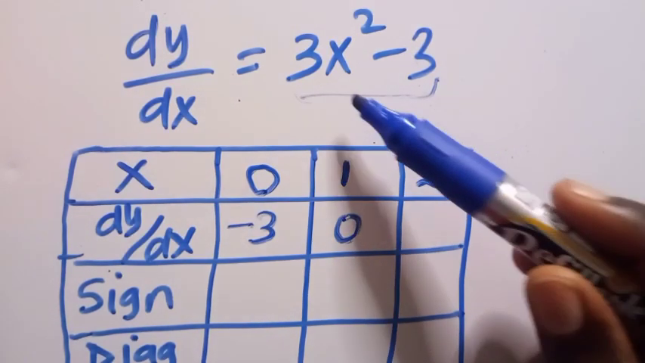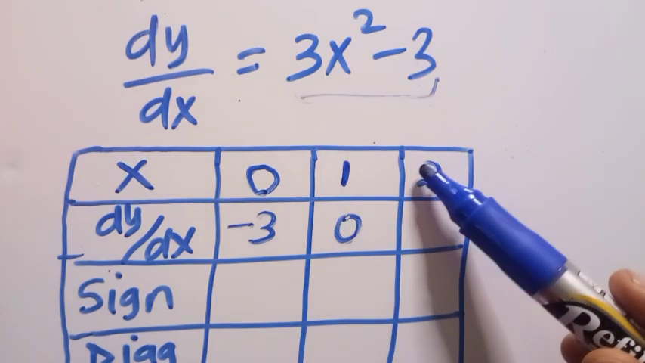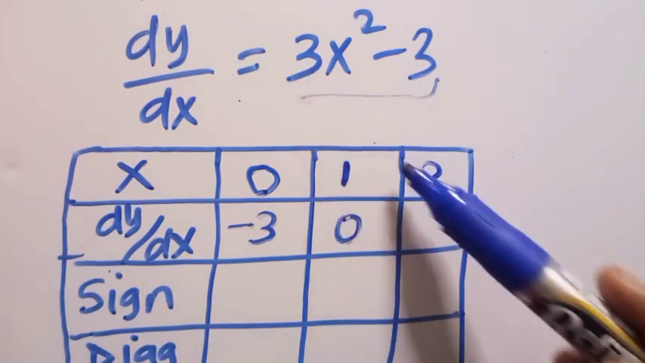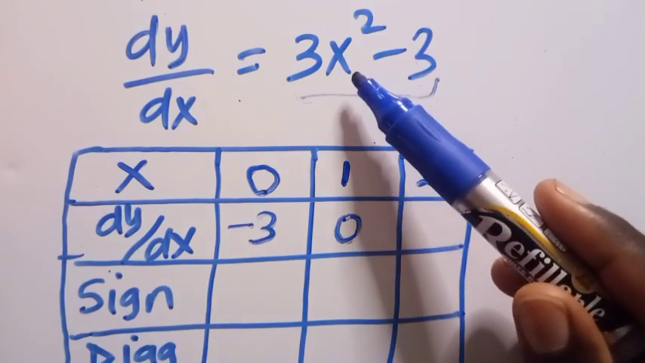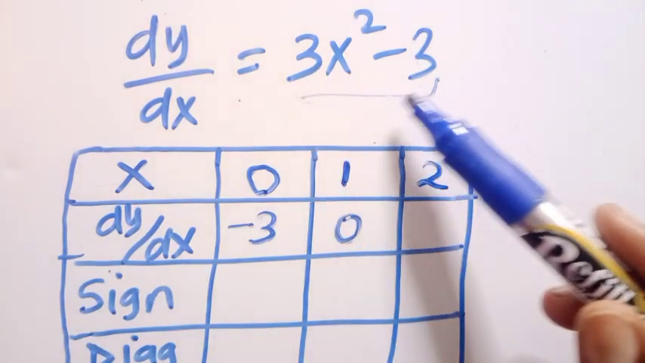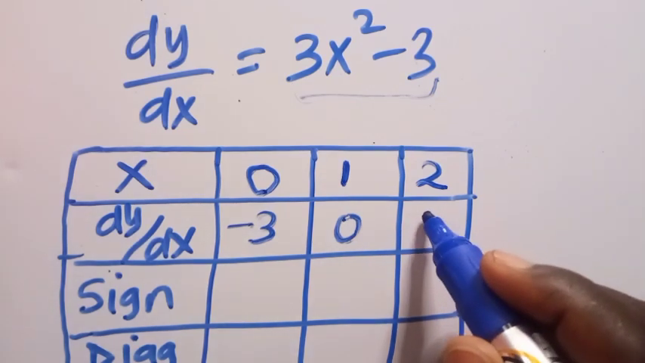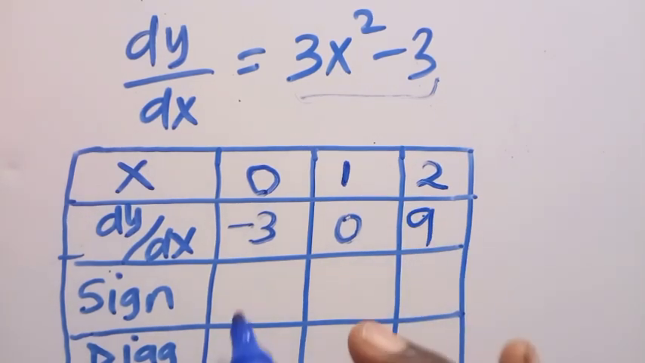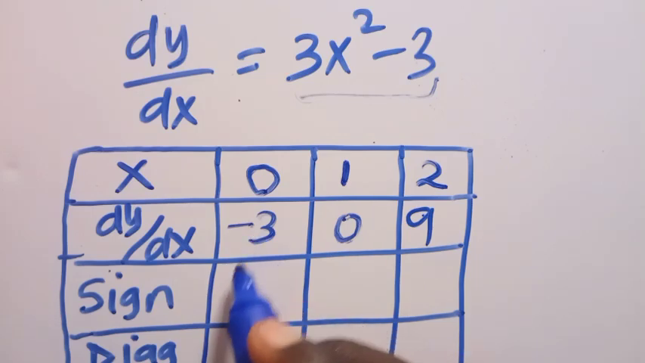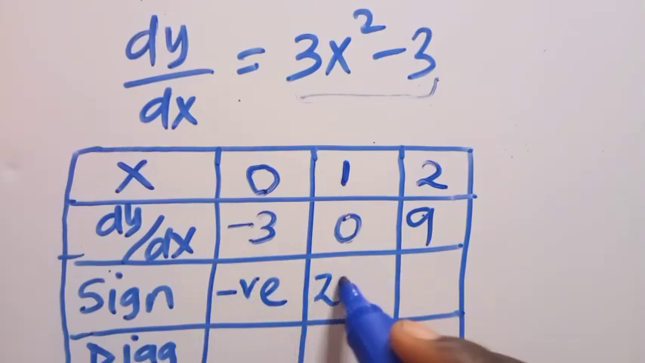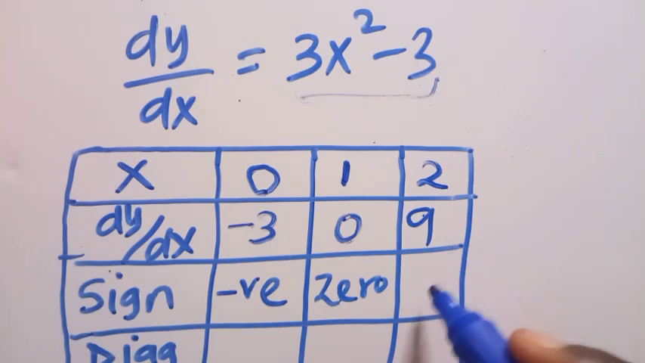Now, when x is 2, what is dy over dx? So it will be 3 into 2 squared. 2 squared is 4. 4 times 3, 12. 12 minus 3 is 9. And therefore, the sign of the gradient at this point is negative. At this point, it is 0. At this point, it is positive.